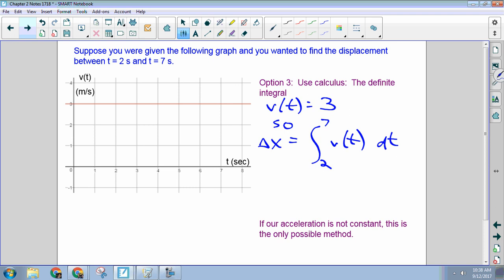Cool? The important thing to notice, you guys, is that when you take a definite integral, it gives you the change in the quantity. It gives you the change.